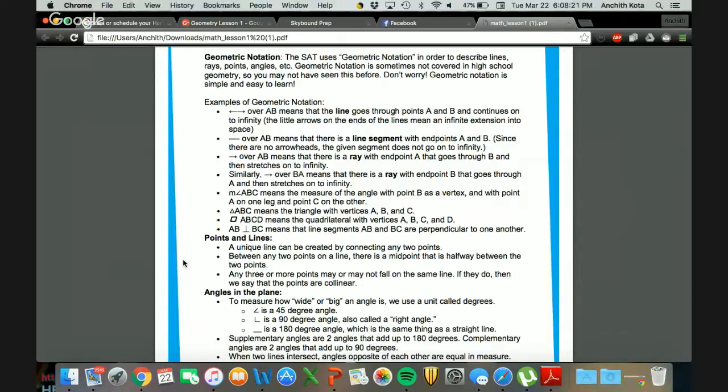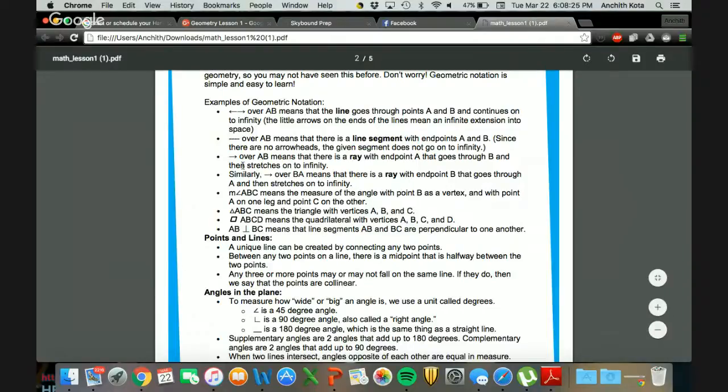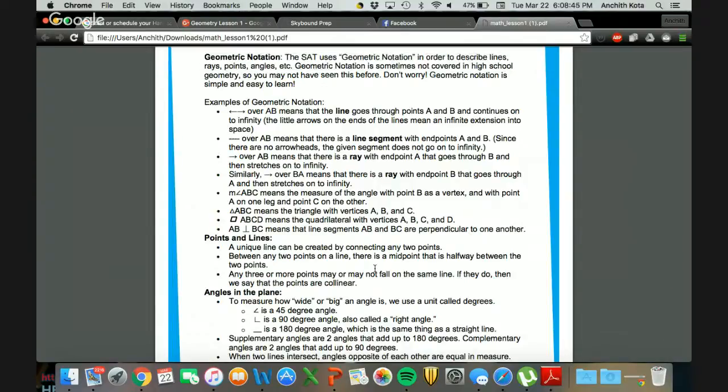Alrighty, let's talk about points and lines. A unique line can be created by connecting any 2 points. So if you just have 2 points, like the bullet point here and the bullet point here, there's only one line that can be created if you draw through those 2 points. No matter how you do it, you can't get a straight line that goes through these points other than that one.